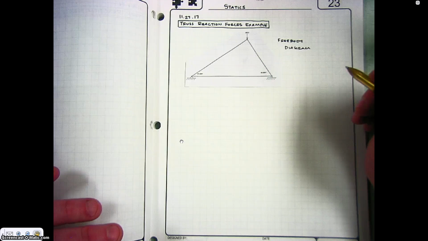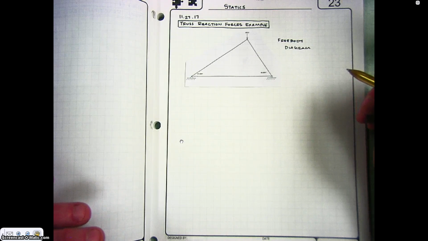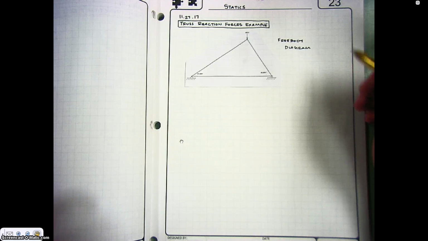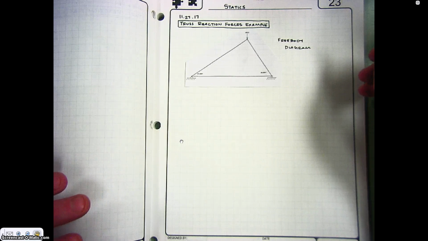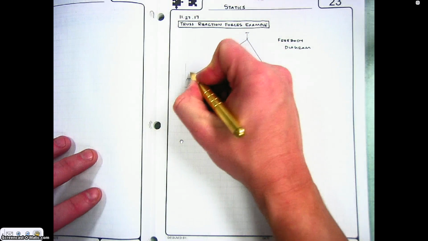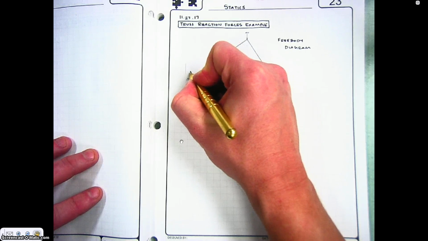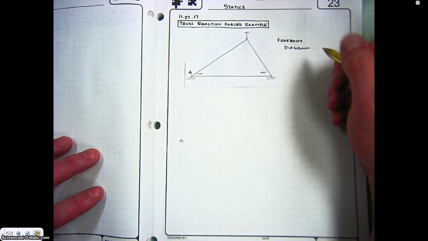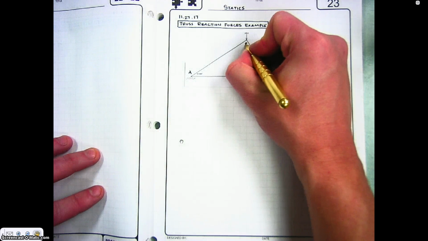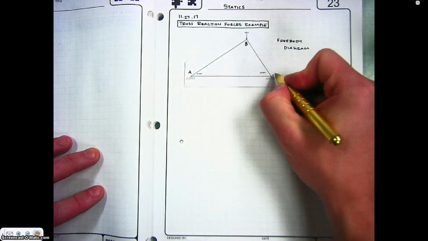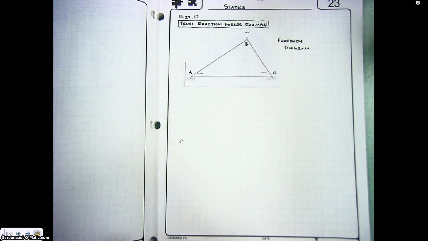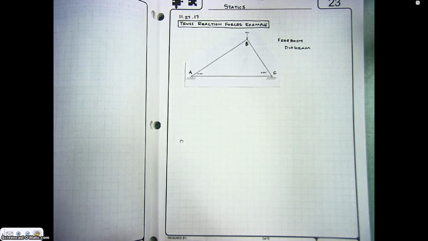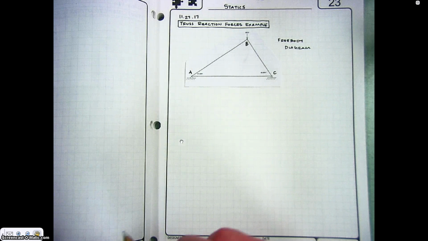And so what we're going to do is make some labels on it, and put some forces on it so that we can see the reactions from the applied forces. The first thing we'll do is label all the points on our triangle. I'm going to label this point over here A, and I usually just work from left to right and label my points. I'll label this point B, and I'll label this point over here point C.